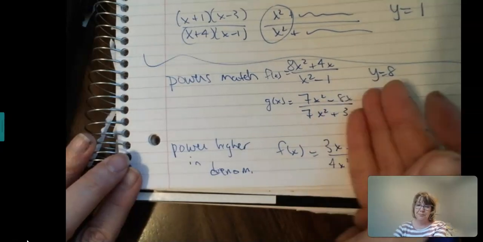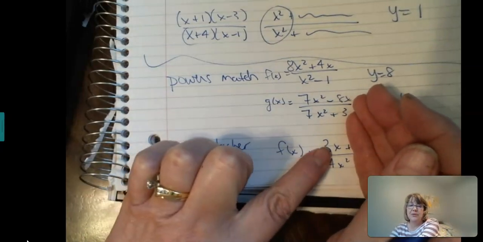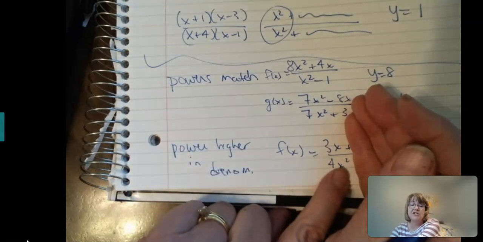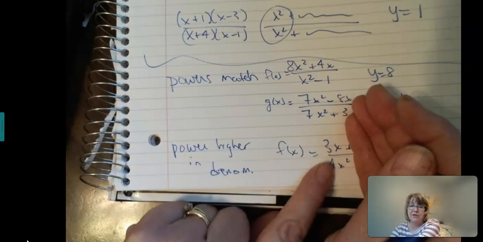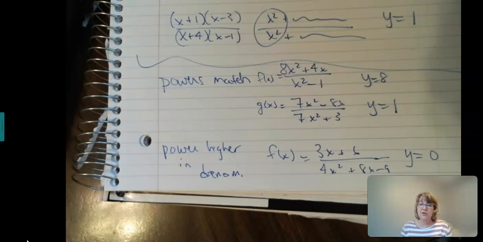Don't matter. So as x gets huge, this is going to be 3 times whatever, a million, trillion, doesn't matter. But this is a million or trillion squared times 4. So a number divided by a huge number is going to go to 0. Okay, so your horizontal asymptote is going to be the x-axis.